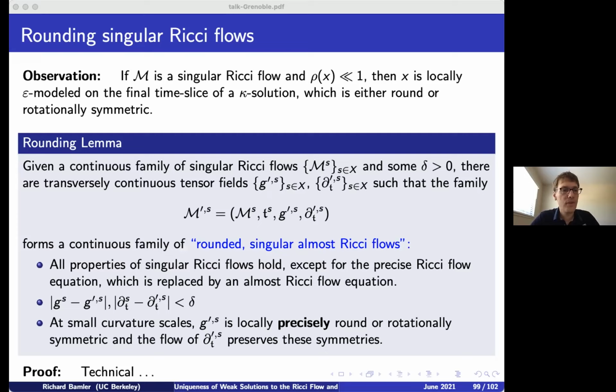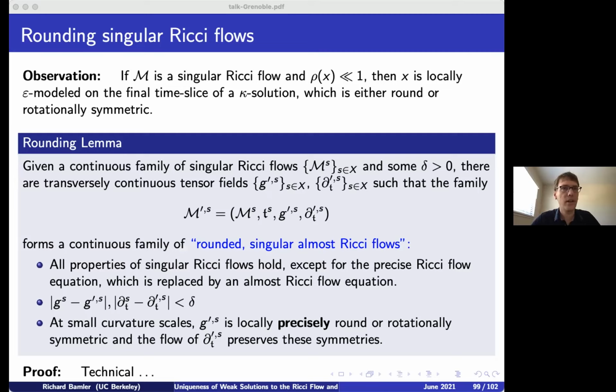Right. So the proof is technical. That's somehow the best word for it. It's quite long and it's no fun. Okay. So you just first make certain regions of these flows rotationally symmetric. Then you realize that you can find some kind of canonical rounding procedure and so on. Okay?